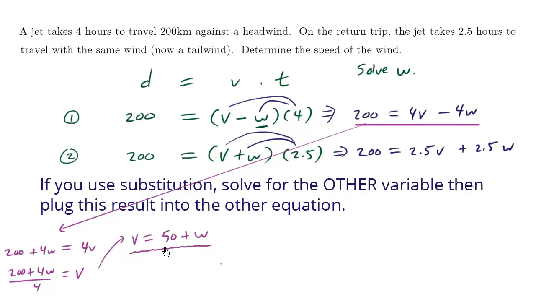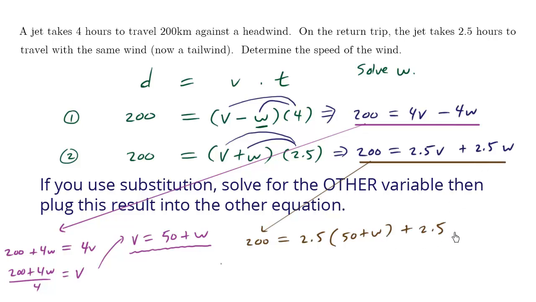So now that we know what v is, we can plug it into the other equation. And this happens to be the other equation here. So let's work with this. We're going to say that 200 equals 2.5v, but we know what v is. We just solved it here. v happens to be 50 plus w, plus here 2.5w. So you can see that we have an equation here with only w's. We should be able to solve for w, which is what the original question was asking. The rest is just algebra, just being careful.